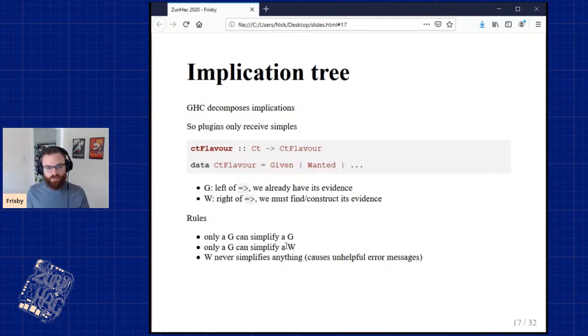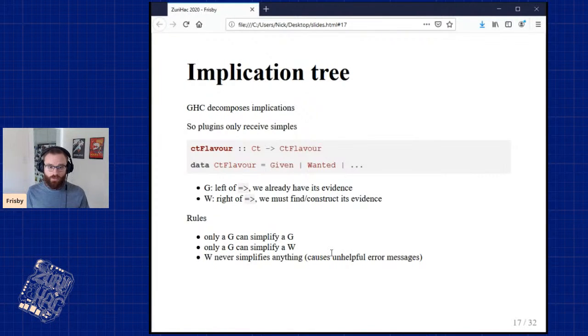Or you can use the givens to simplify wanteds. That's sort of the fundamental process. If I use the evidence I have to come up with more evidence for constraints that I need to create the evidence for. And then there's this additional rule, which is that wanted constraints never simplify anything. We don't want to rely on wanted constraints.